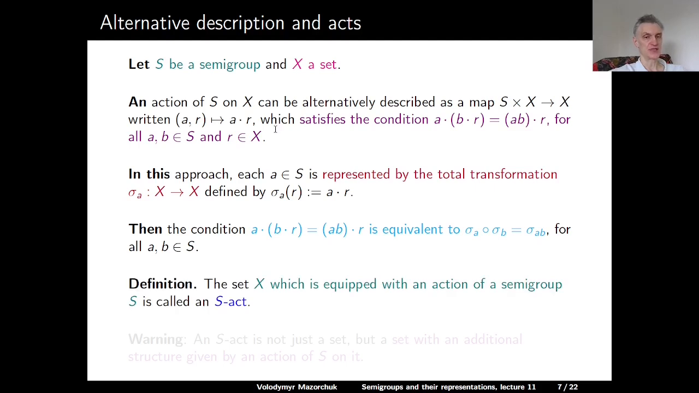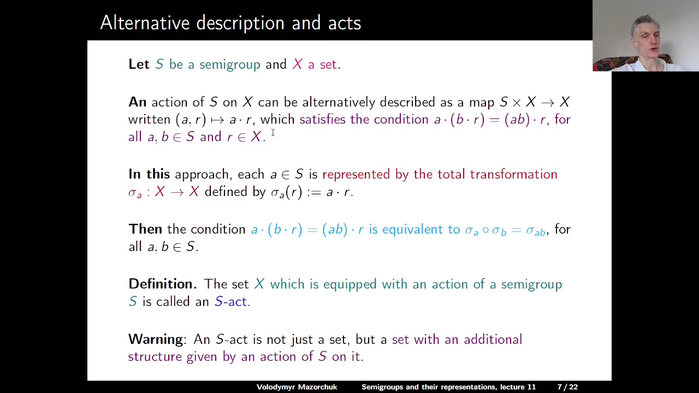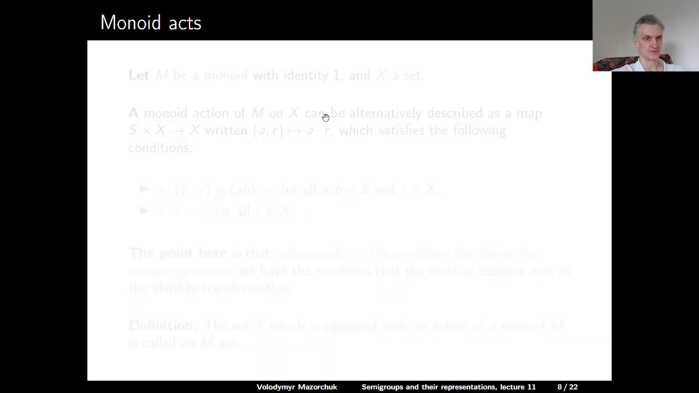Another definition: the set X, which is equipped with an action of a semigroup S, is called an S-act. And a warning: an S-act is not just a set, but a set which is equipped with an action. So it has an additional structure given by an action of the semigroup S on it.